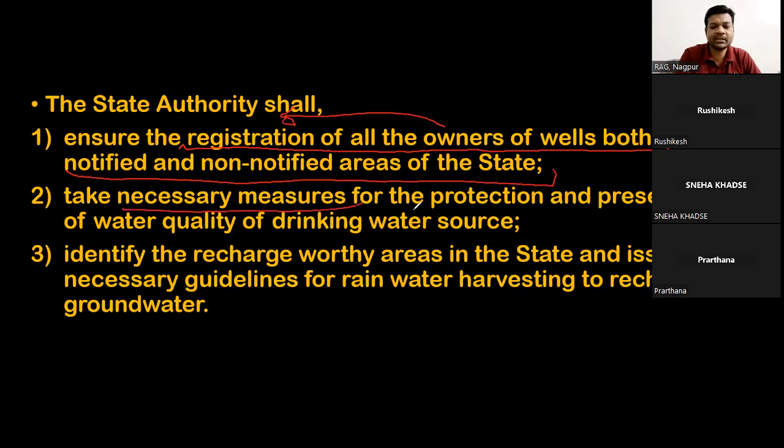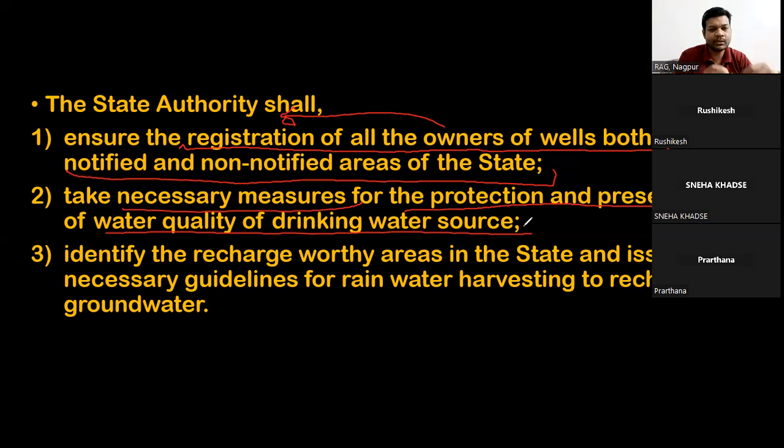Take necessary measures for the protection and preservation of the water quality of the drinking water source from where the water is being supplied to the municipal area or to the villages, right? Say in Nagpur district or Nagpur city, the water is coming from the Kanhan river.